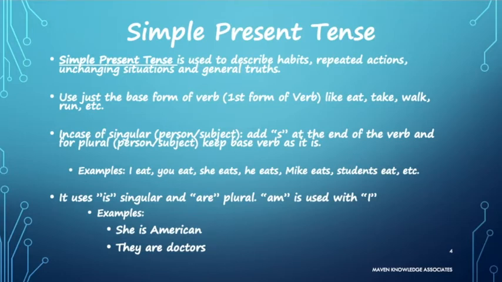It uses is in case of singular and uses are for plural. Am is used with I. She is American. They are doctors. I am happy.